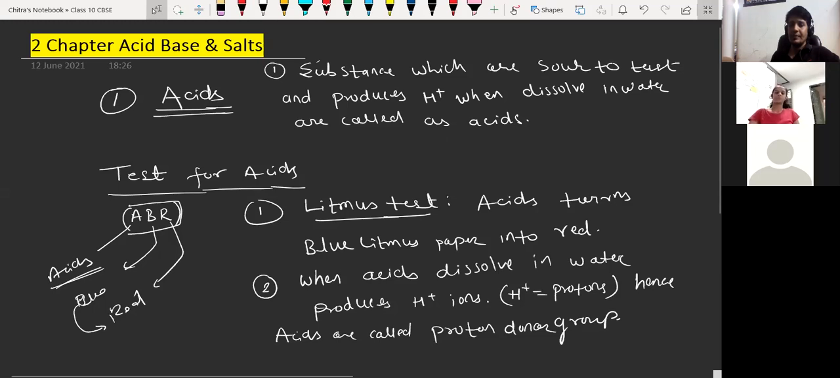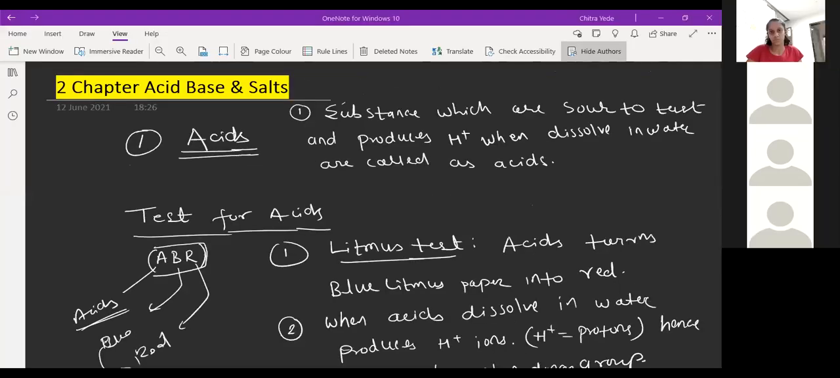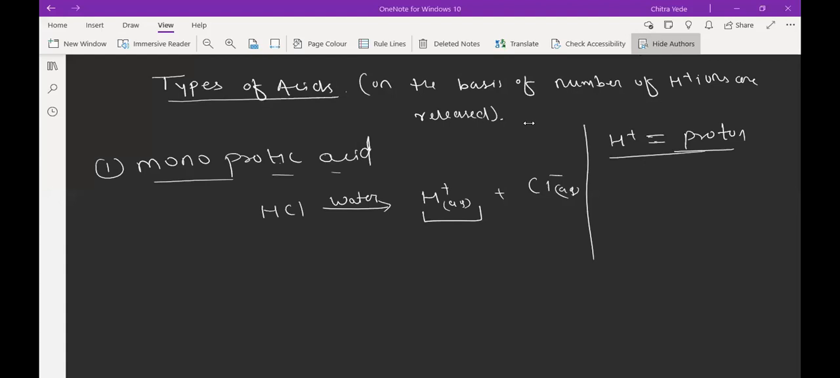For the definition of acids, can we write that they are substances that turn blue litmus paper to red? See, it is only the test. This is the test for acid. In types of acids, we are going to understand monoprotic acid, where the acid, when dissolved in water, produces H positive ion. The question is why H positive ion is considered as proton?